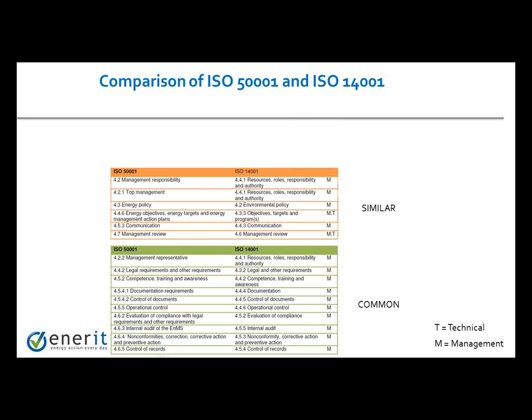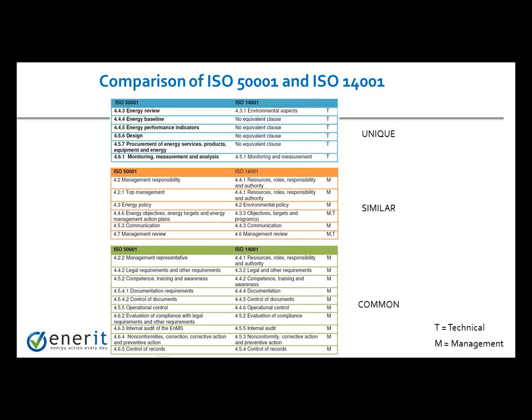Then as we move into similar type aspects, you have similar requirements. Again, you have a mixture of mainly management type aspects, and then also some technical ones here as well, such as objectives and targets. Obviously they're going to be different for 50001 compared to 14001, and the review is different. In 50001, the review is fairly well prescribed in that standard. And in the unique aspects in 50001, you've got a very detailed energy review, energy baselines, identifying performance indicators, and design aspects, and I'll talk about these different unique ones in a moment. That puts it in context of the similarities and the few unique aspects that 50001 covers.